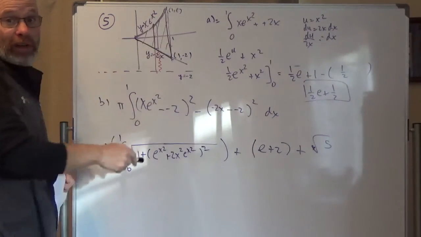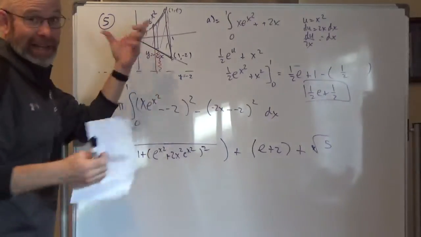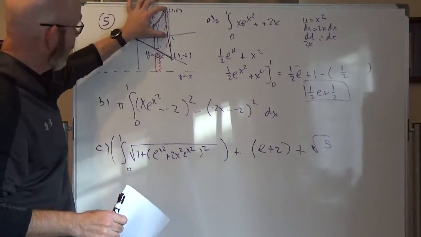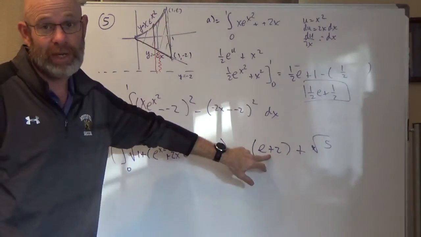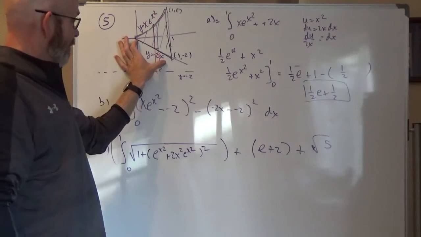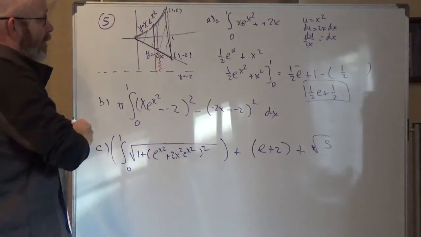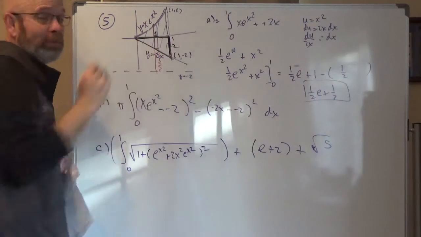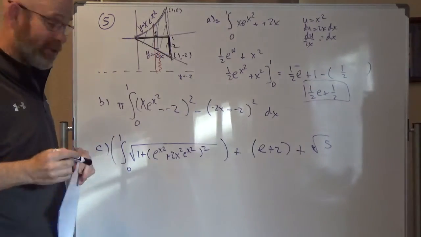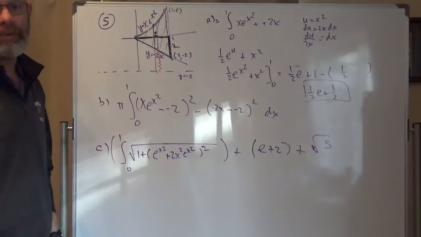So this is just a vertical line. So I just need the length of it, right? Which is that length, which is e, and that length, which is 2. So that's the e plus 2 to add to that. And then I just need the length of that one, which is a little Pythagorean theorem. That length is 1, that length is 2. 2 squared plus 1 squared is 5. So square root of 5 for them.